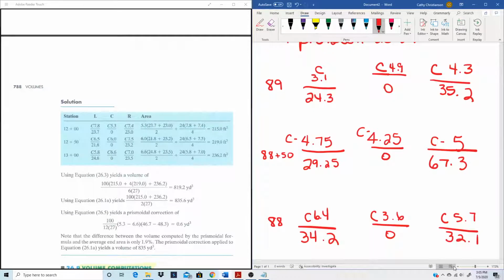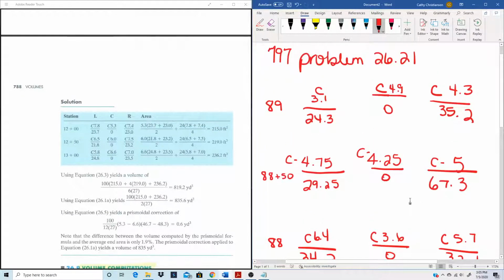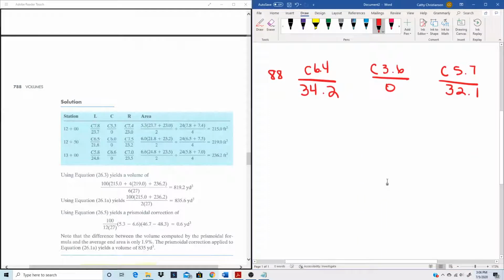So now I'm ready to go and start working with my formulas. It also gave me my base is 30, so I'm going to write B equals 30. And then it wants us to solve V sub B and V sub P. And this is a cut one. So I'm going to use my formulas. I'm going to scroll up a little bit.